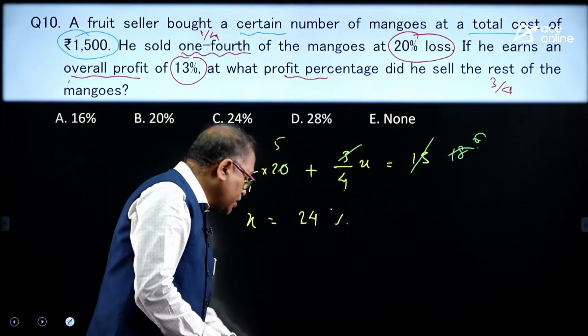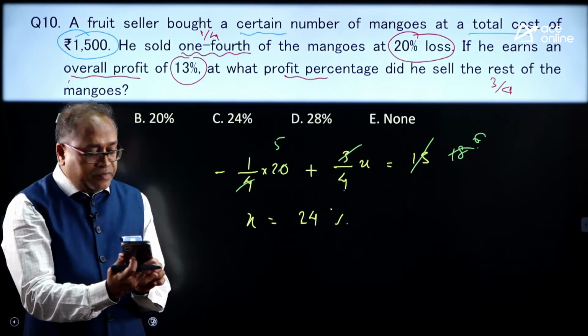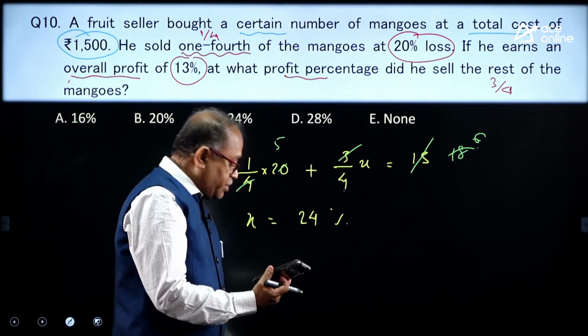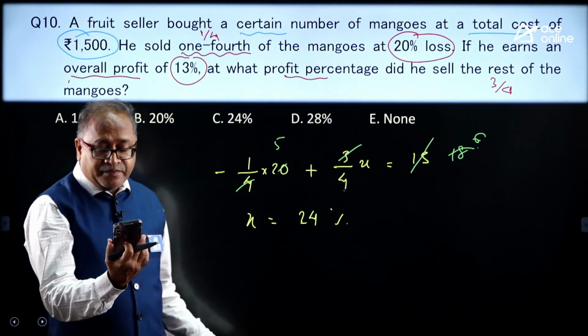Okay? Did you understand? Those who are watching live, did you understand? Option choice C, 24%. Did you understand? Can I have some response?